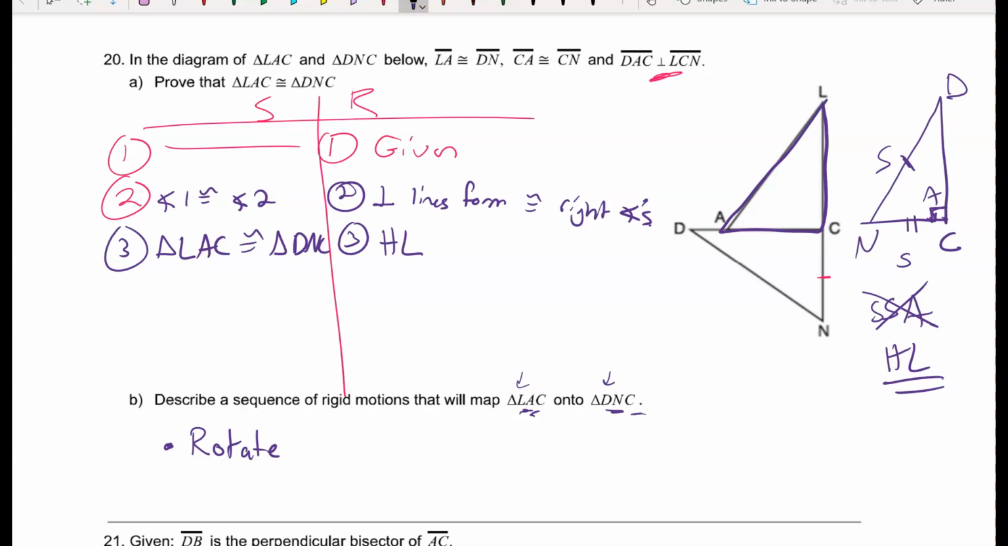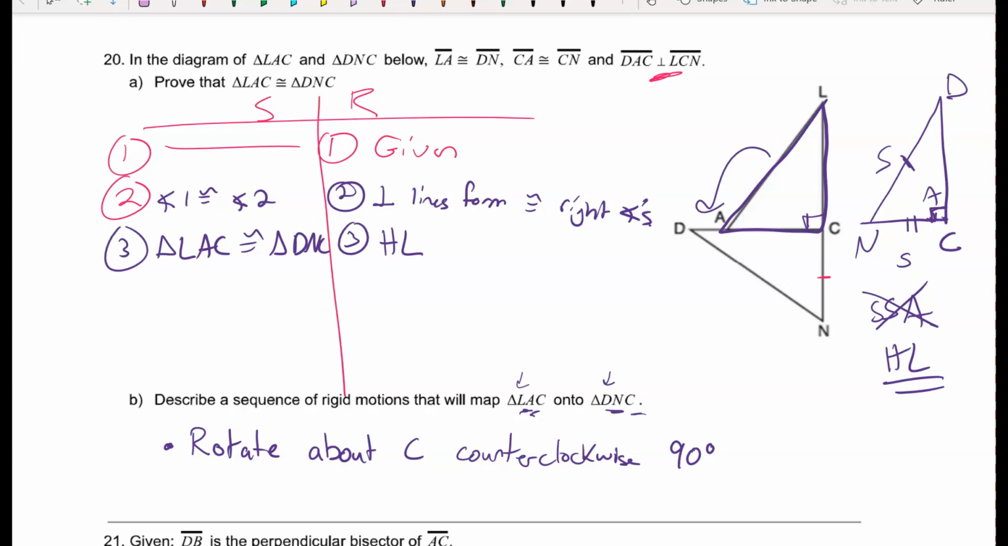I need to state a center of rotation and how much. So I'm going to say rotate about point C, and you have to pick a direction as well. Remember, that direction is going to be counterclockwise. Counterclockwise 90 degrees. Now you could say 90 degrees because we know for sure that these are right angles.